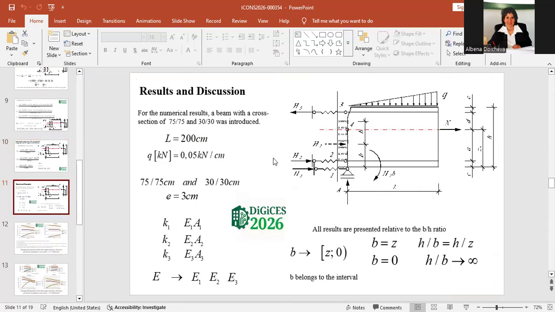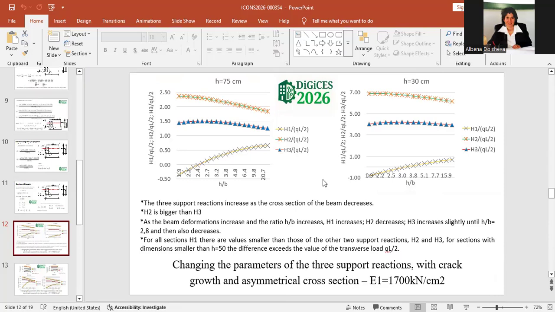Results and discussion. The numerical results are calculated for a beam with length L equal to 200 centimeters. The cross section of one beam is 75 by 75 and the other beam is 30 by 30. We can compare the results. First we have the results for the parameters of the three support reactions with crack growth and asymmetrical cross section for normal concrete and for two cross sections of beams.